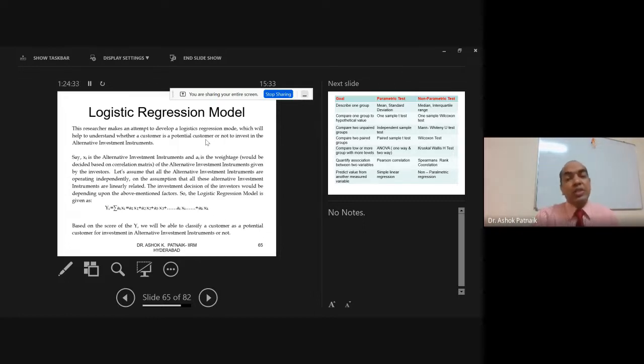So here, this logistic regression model gives us a model of how much alternative assets are on the alternative investment instruments. What is the people's perception? How do they think about alternative investment? Alternative investment is the investment which is into gold or real estate or other forms of investment, which is not into pure government stocks and shares, right? So what people want to do, what decision they will take.